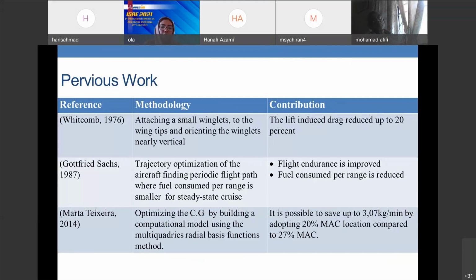Lastly, we have optimizing the CG by building a computational model using a multi-quadric radial basis function. It is possible to save up to 3 kilograms per minute by adopting a 20% mean aerodynamic chord location compared to a 27% mean aerodynamic chord location.